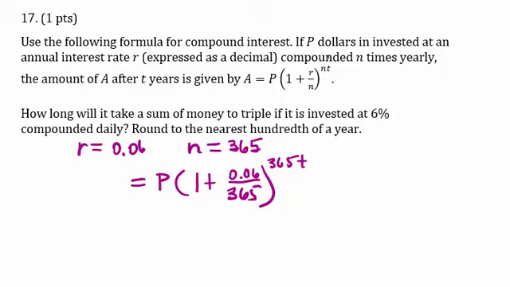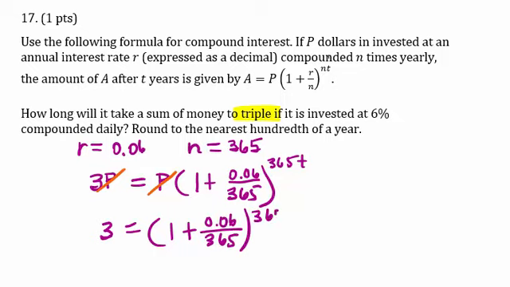We do not know the initial investment, and therefore we don't know the later balance, but we do know this relationship between the two, that one is 3 times the other. And so we're going to say that the future balance is 3 times P, 3P, and you could have used, say, $100 for the initial investment and then $300, and you still end up with this factor of 3 on the left. So 3 equals the quantity 1 plus 0.06 over 365 to the 365t.